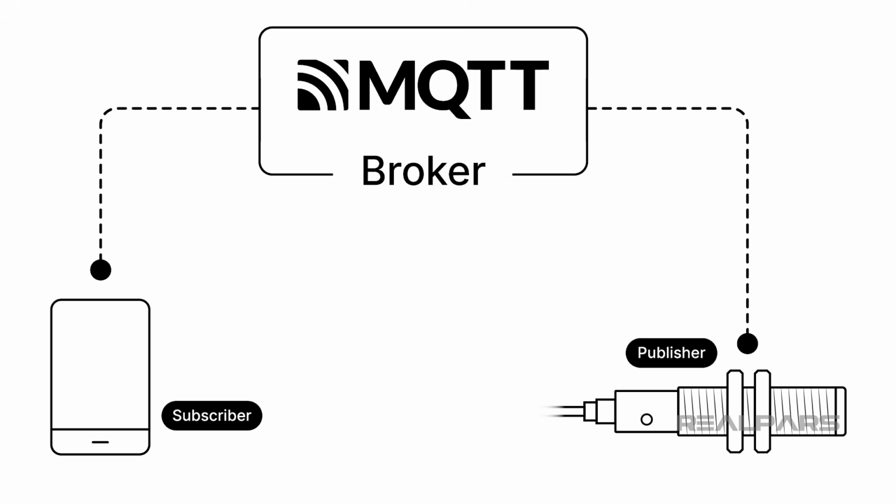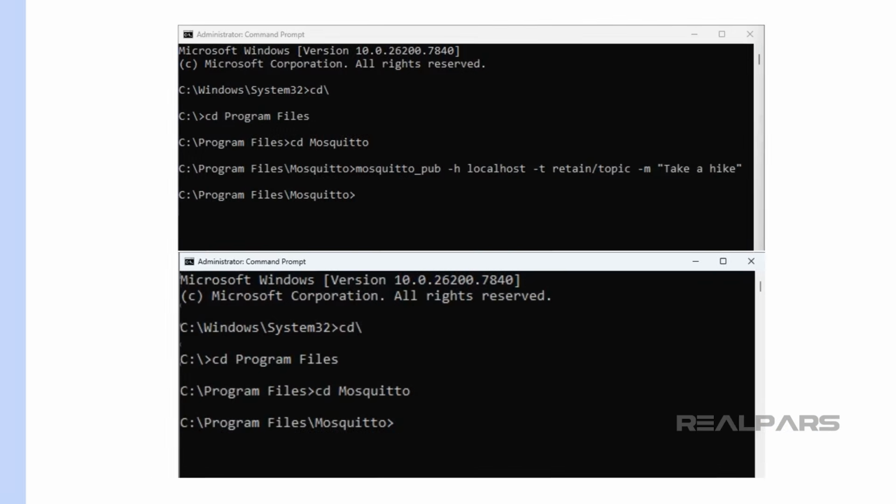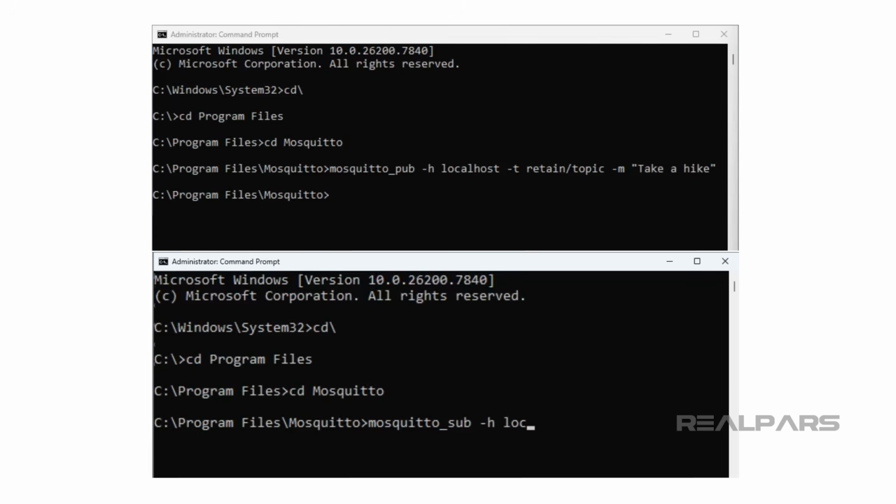We'll discuss the meanings and importance of MQTT terms. We'll introduce you to tools you can install and use to see MQTT in action in real time.